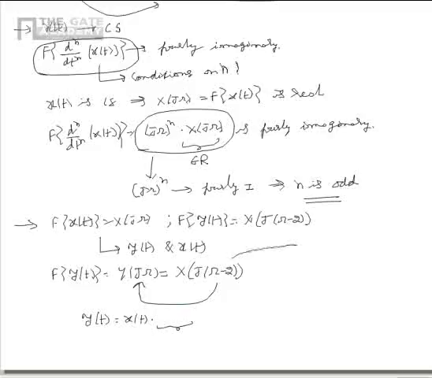We know that shifting by a in the frequency domain is equivalent to multiplication by e power j at in the time domain. So we see that y of t can be written as x of t multiplied by e power j 2t. So from this we can say that y of t is obtained from x of t by multiplying x of t by e power j 2t.